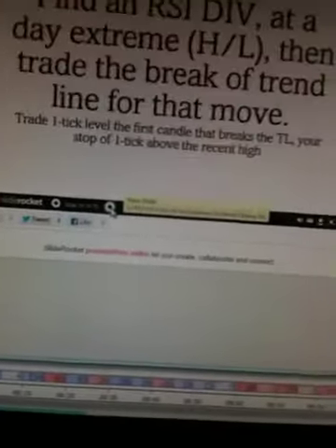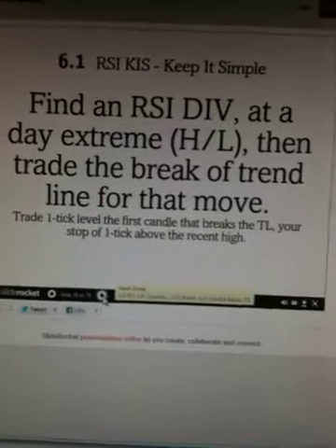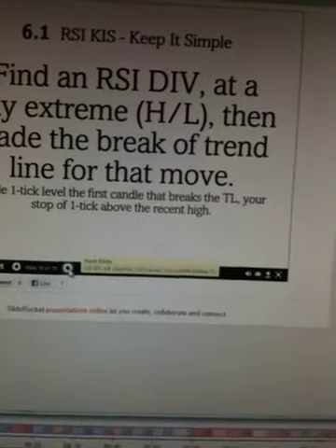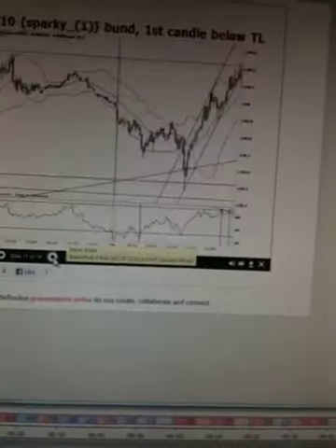We're not talking quantum physics or, you know, double integration. Keep it simple. Find an RSI divergence at a day extreme, be it a high or low, then trade the break of the trend line for that move. And it's simple. We have a trend line going up, we have the resistance, and we have a bearish divergence, and then you get short. And then you can see the candle broke, the trend line broke, and we came off.